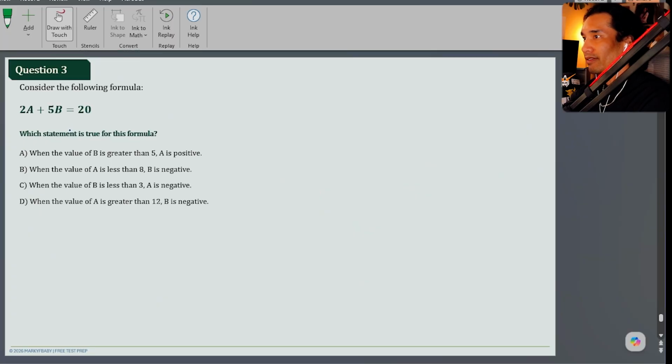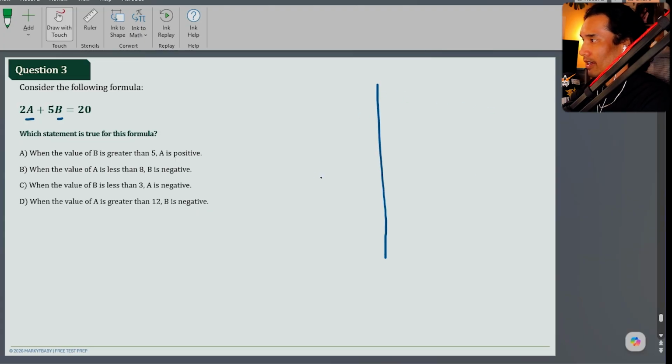Question number 3. Consider the following formula, 2a plus 5b equaling 20. Now, the first thing that you notice is I am using A and B, not X and Y. But no fear, treat them the same way. I will treat A like X, and I will treat B like Y. You could use vice versa, but if you do it one way, you have to stick to doing it one way. So I am going to treat A as an X and B as a Y.